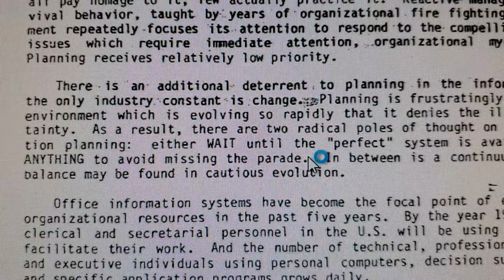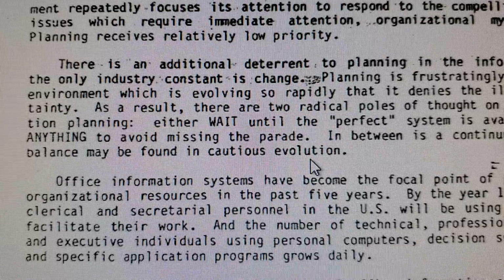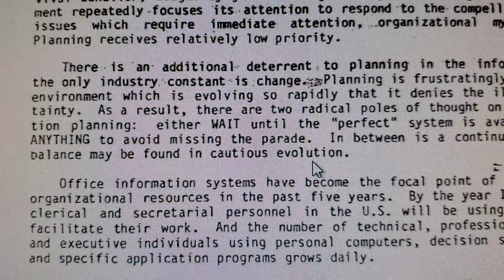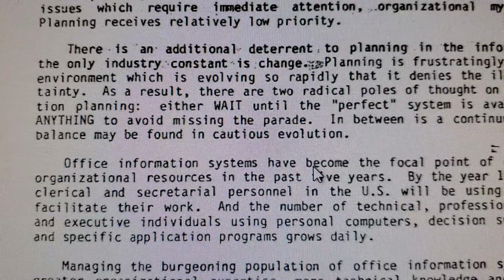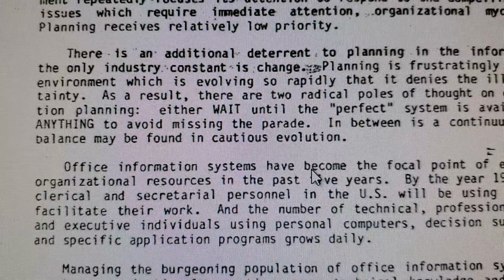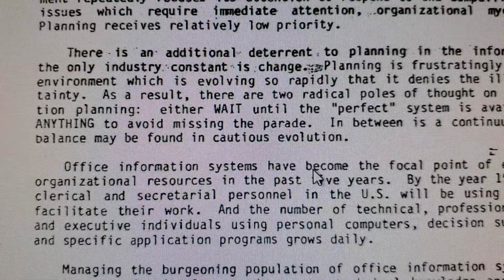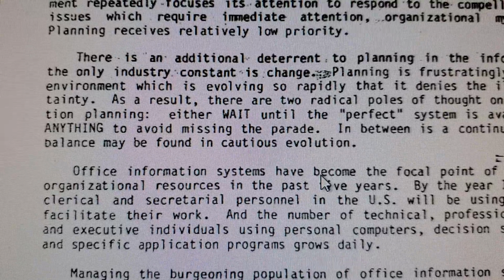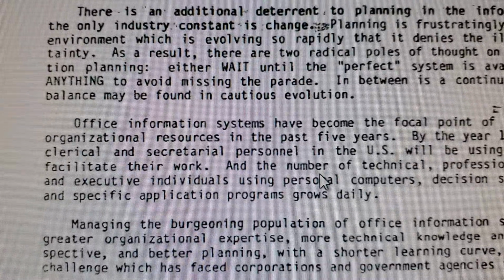There is an additional deterrent to planning in the information area. The only industry constant is change. Planning is frustratingly complex in an environment which is evolving so rapidly that it denies the illusion of certainty. As a result, there are two radical poles of thought of office automation planning. Either wait until the perfect system is available or buy anything to avoid missing the parade. In between is a continuum, in which a balance may be found in cautious evolution.